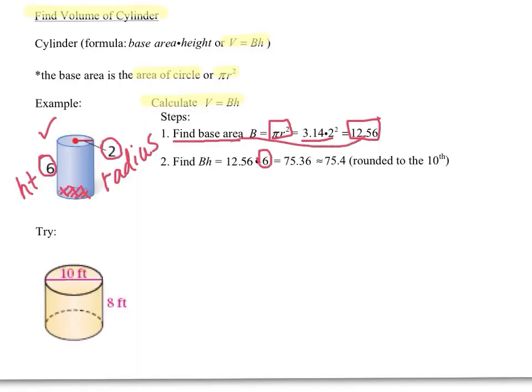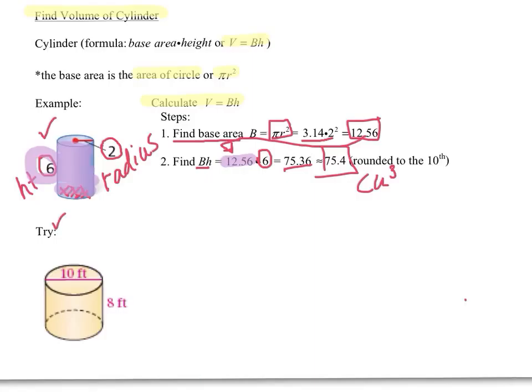This number, 12.56, is put in for the base times the height, which becomes 75.36, rounded off to 75.4, and that would be cubic units. In short, we calculated the area of a circle, 12.56, and we multiplied it 6 times, 2, 3, 4, 5, 6, to fill this up with circles. We needed 6 of them to get to the top, and that filled us up for our volume.